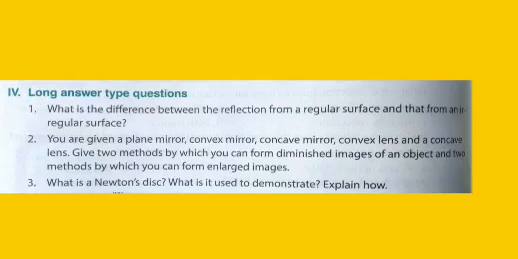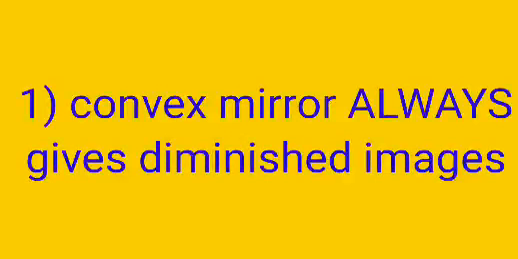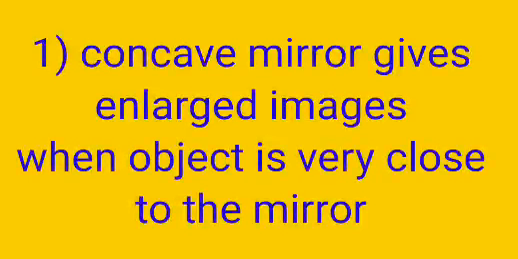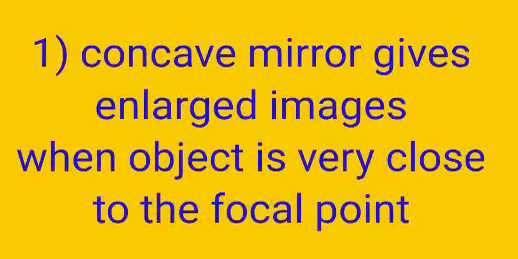You are given a plane mirror, convex mirror, convex lens, concave lens. Give 2 methods by which you can form diminished images of an object and 2 methods by which you can form enlarged images. A convex mirror will always give diminished images and upright images. A concave mirror will give diminished images when the object is placed quite far away from the focal point. But as we bring the object closer to the focal point and closer to the mirror, we will observe enlarged images. Concave mirror also gives enlarged images when the object is very close to the focal point.